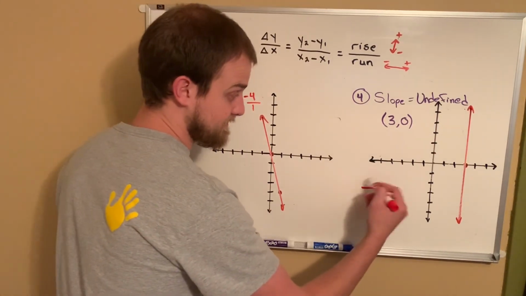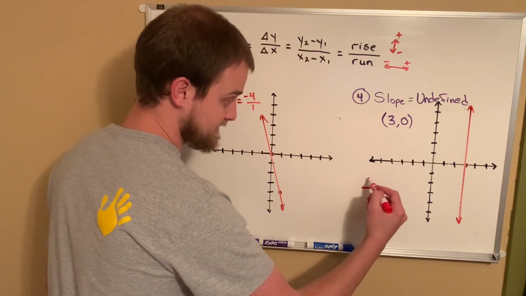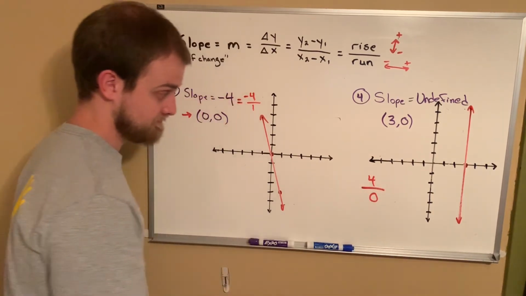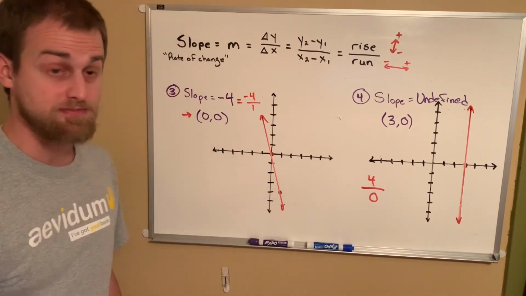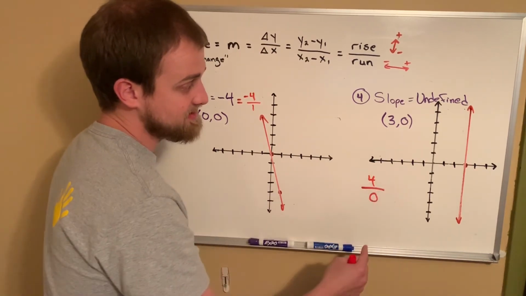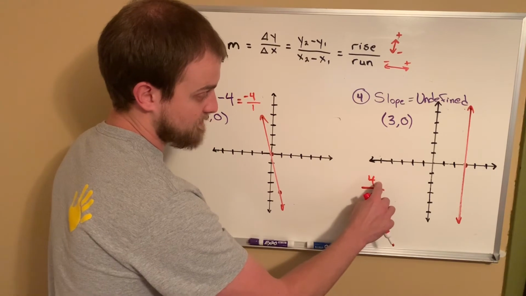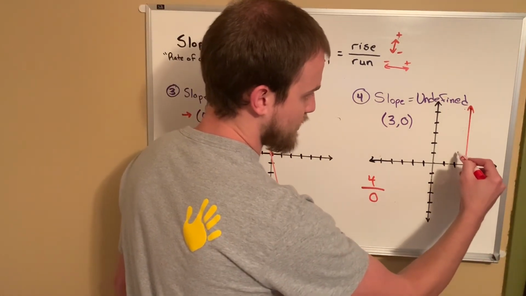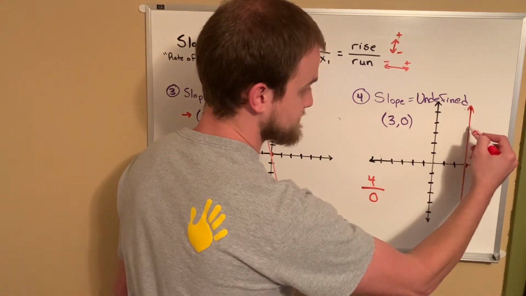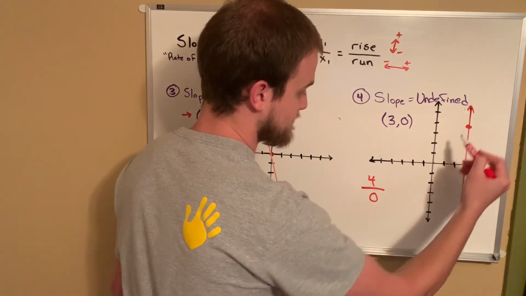And honestly, it doesn't even matter what our numerator is. Let's call it, I don't know, 4. This is an undefined fraction. Any number that's over 0 is going to be undefined. Well, think about what this means in terms of rise and run. I'm going to rise 4 and run 0. So let's just do that. Rise 1, 2, 3, 4, and run 0. That would be right here.